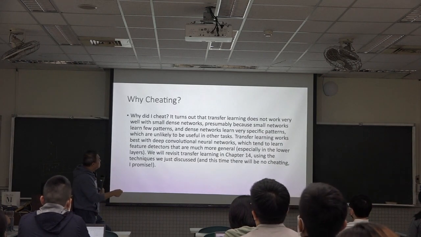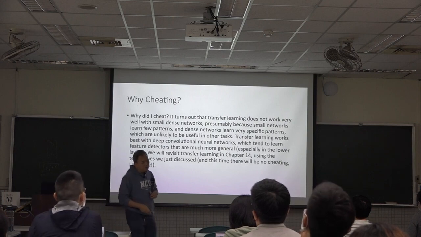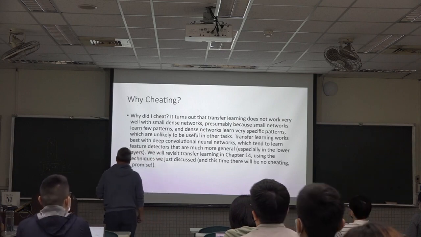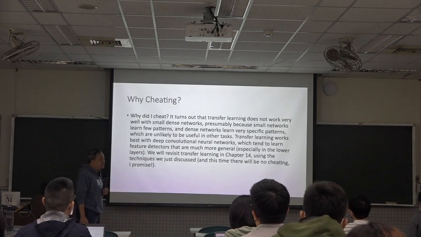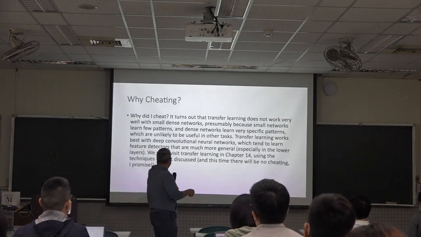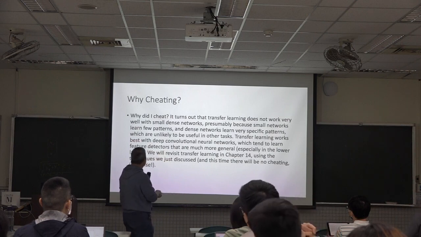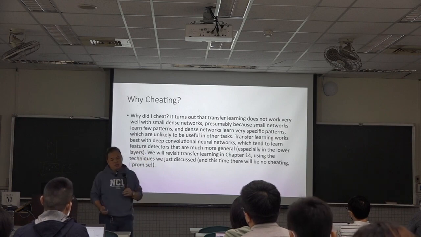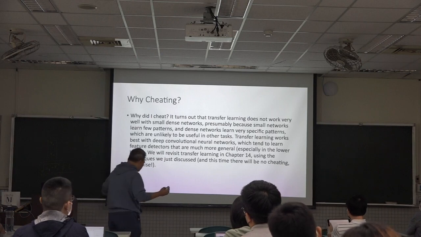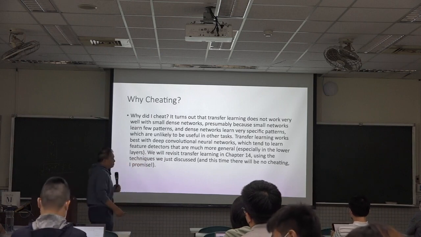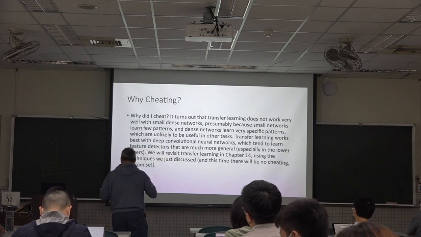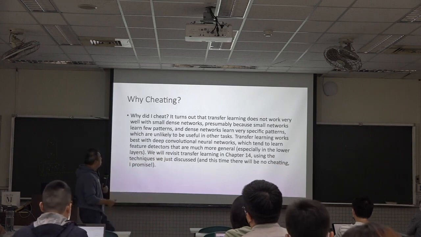So why did I cheat? It turns out that transfer learning does not work very well with a small dense network, because the network is too small. Transfer learning works well for large networks, and especially well for CNNs. It works best with deep convolutional neural networks. The Fashion MNIST example that we use is really too small to demonstrate transfer learning, but because we haven't talked about CNNs yet, we can only use that example. Later on when we talk about CNNs, we will talk about transfer learning again.